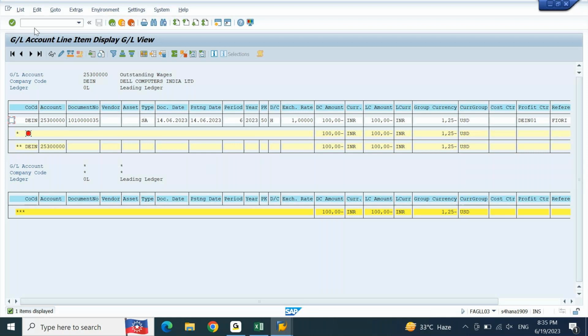Now, whatever entry we passed now is called a clearing entry. In a clearing entry, how many posting keys have we given, 1 or 2? Only one. In a clearing entry, we have given one posting key.